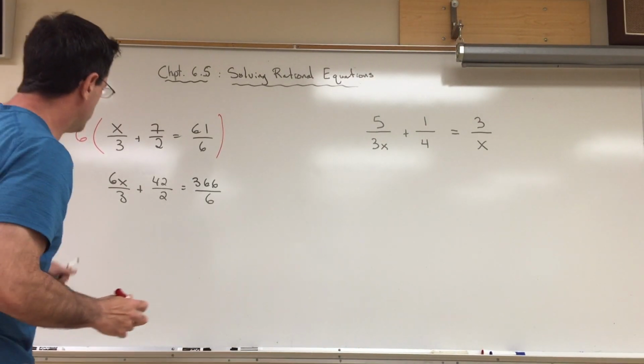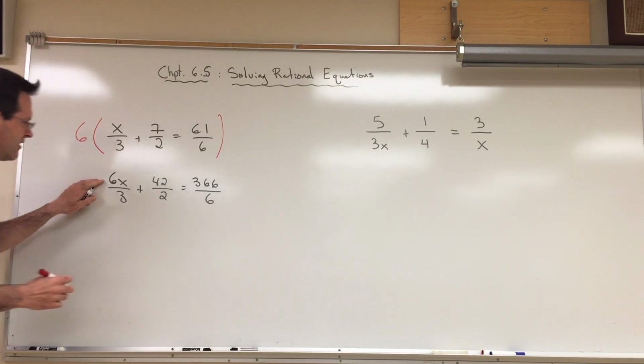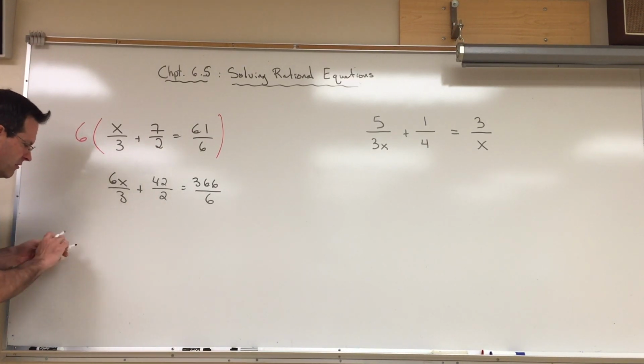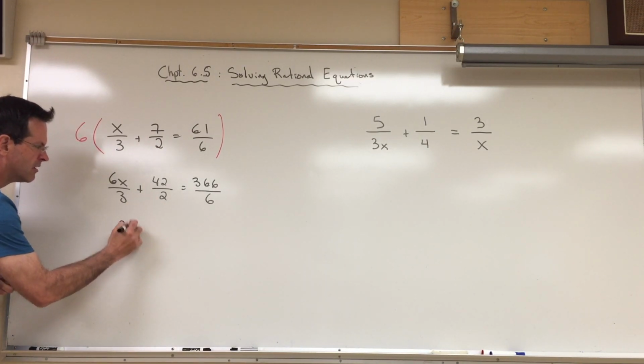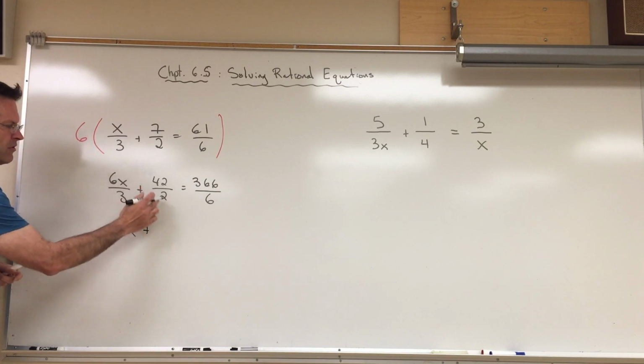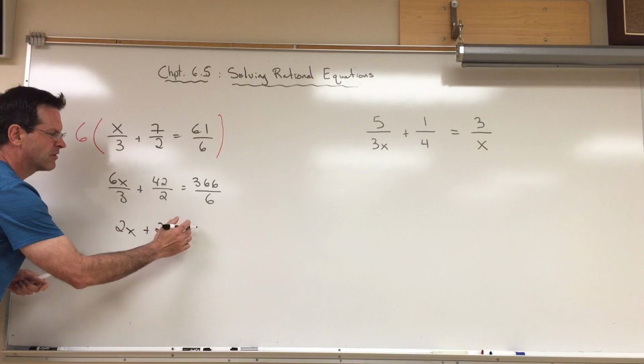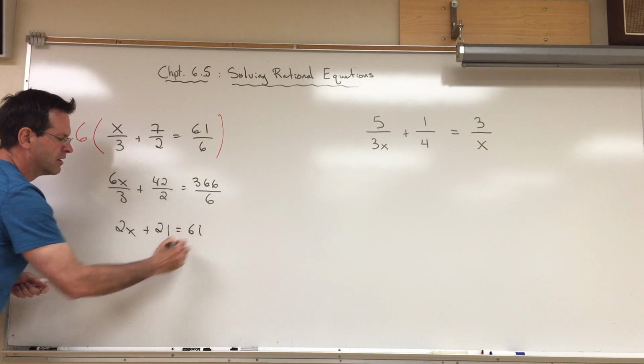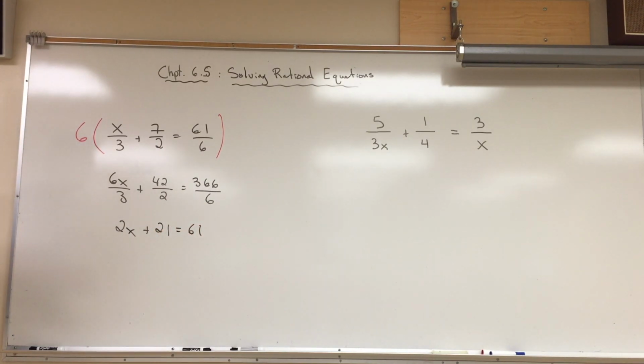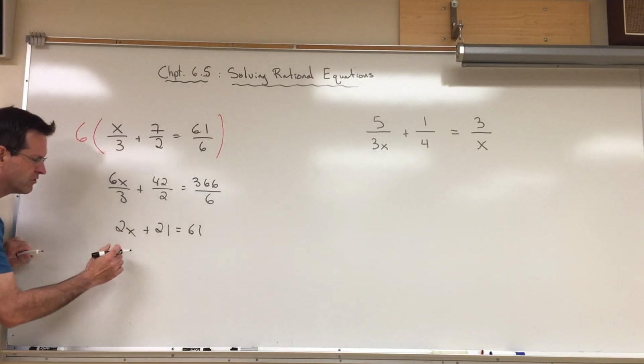Okay, and when we simplify this down, 6x divided by 3, that works out to 2x. Plus 42 divided by 2, that's 21. Equals 366 divided by 6, that's 61. We got a new equation. We know that this new equation has the same solution as the original equation, but it doesn't have any fractions. It's more friendly to work with. So we'll solve this equation.